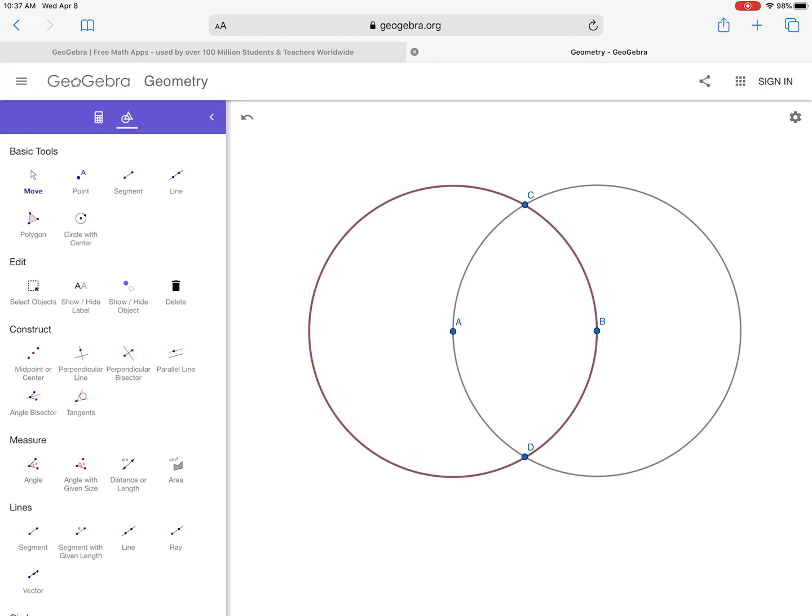And what we know is if we've got a chord CD, I'm going to go ahead and draw that chord C to D. And then I'm going to go back over here to move. And this is going to be part of my equilateral triangle. So I'm going to make it a little thicker, put some color to it, and make it blue.